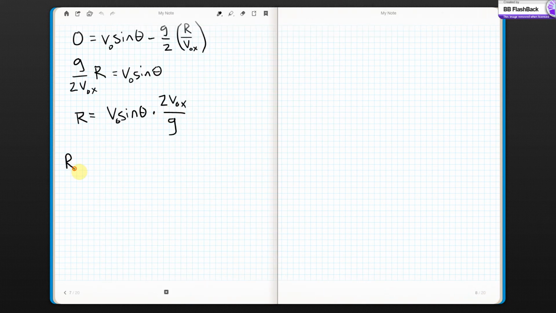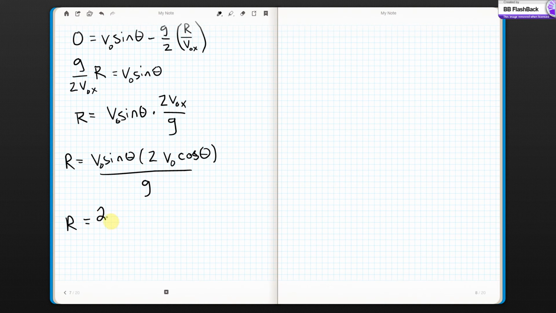So now r equals v naught sine theta times 2 v naught cosine theta, all over g. Sorry, that's a little sloppy. Well, I've got a v naught times another v naught, so r equals, and I'm going to pull that 2 out in front because typically you put constants, coefficients, out in front, 2 v naught squared. Then I've got sine theta, and then cosine theta, and that's all over g.